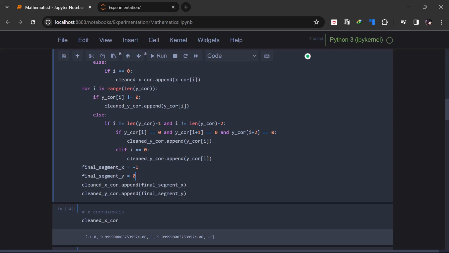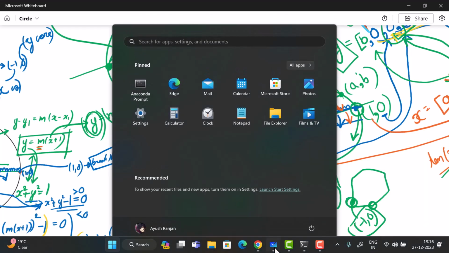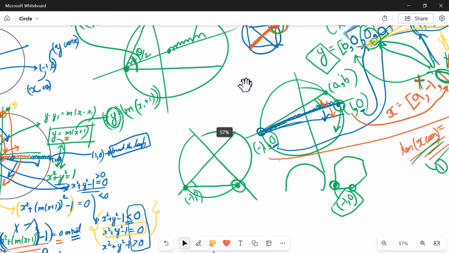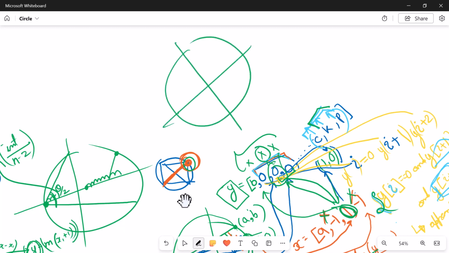Otherwise that last segment won't be made, and we'll be only left with the intersection point and the first point separated by some distance like this. If I do not add this final segment, then our square will look something like this. It'll go here. It is not at all looking like a square.